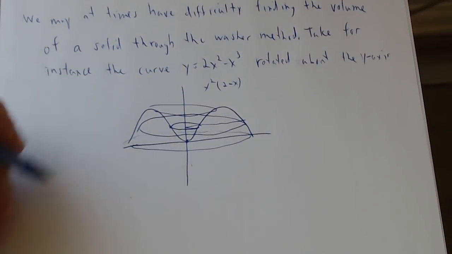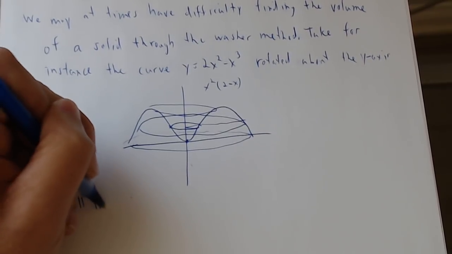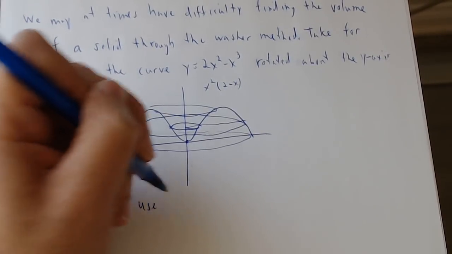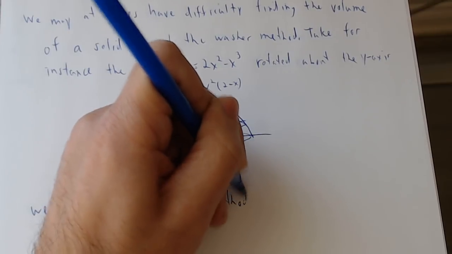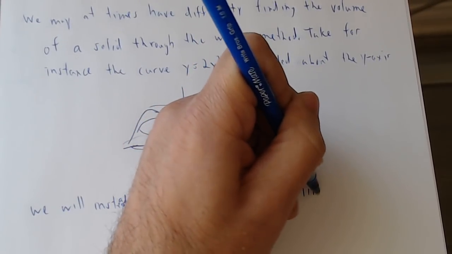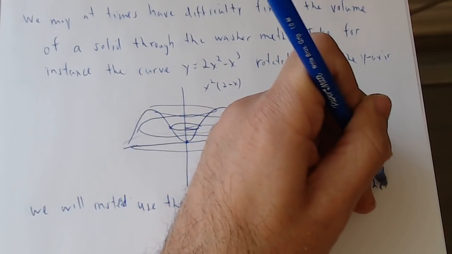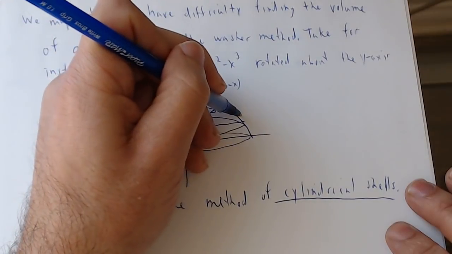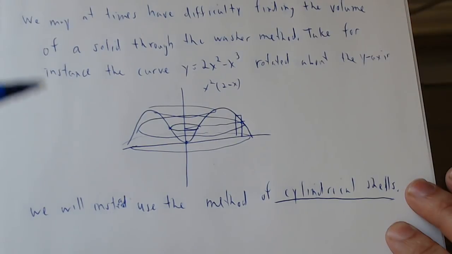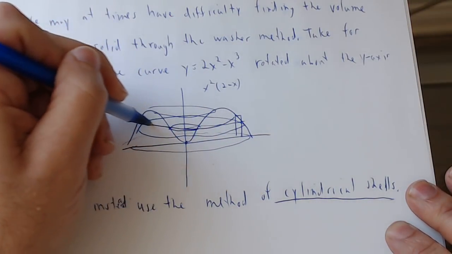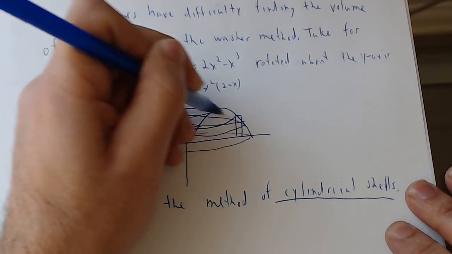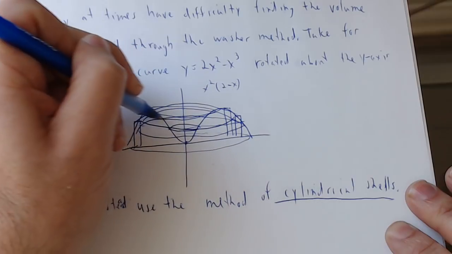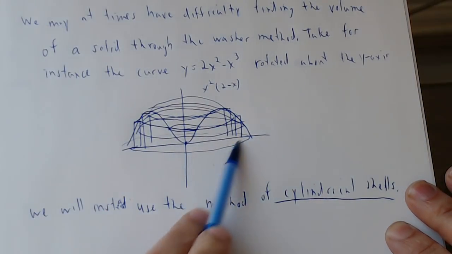And we notice that we will instead use the method of cylindrical shells. So, in other words, instead of taking cross-sectional areas, we're going to insert kind of a shell, which is like a cylinder, but the inside is hollow, so it's something like this. And I'm going to keep inserting. Now, I know this is going to look messy, but I keep inserting a bunch of shells where I capture the whole thing.